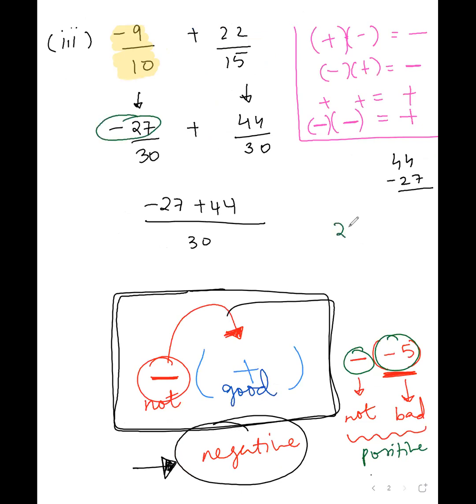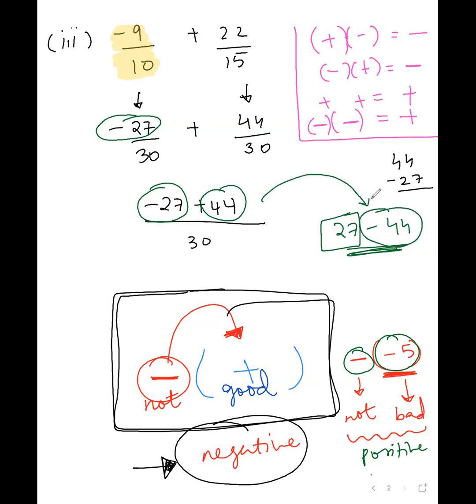So you are saying we should do 27 minus 44, but that won't be fair, right? Because 27 over here is negative. So here it should be negative only. Here 44 is positive. So how can you out of nowhere bring a negative sign and make this a negative number? Are you understanding?